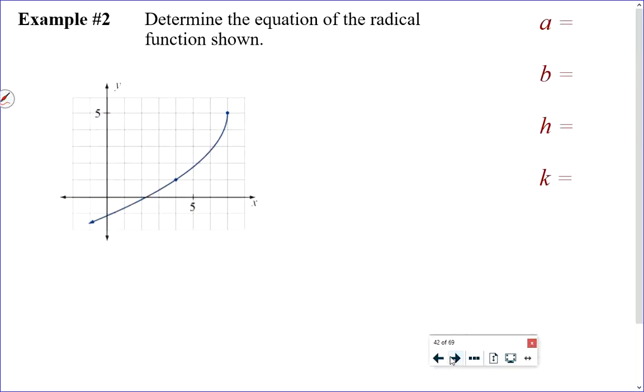Determine the equation of the function shown. This is fairly straightforward, but it doesn't have to be, and sometimes it won't be fairly straightforward. Okay?